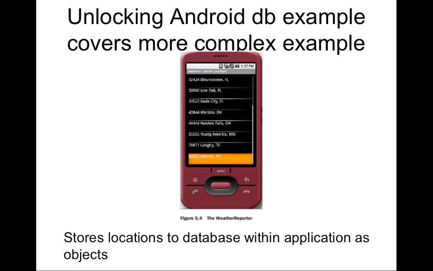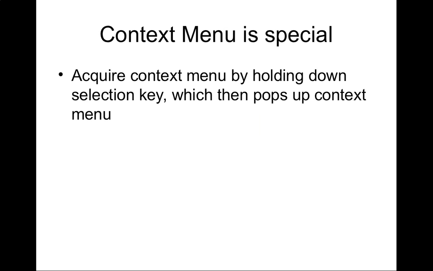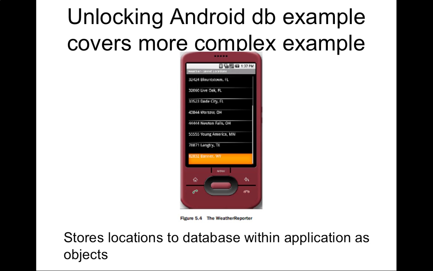When you press down on your finger long enough, the context menu comes up, or if you press the mouse down long enough, it stores locations to databases within the application as objects. That's why it's in here. The context menu actually works as a mini database for you, because it will provide lookup for you. When you click on items, it will bring you to the appropriate item selected, and it's sort of like doing a query on a database.